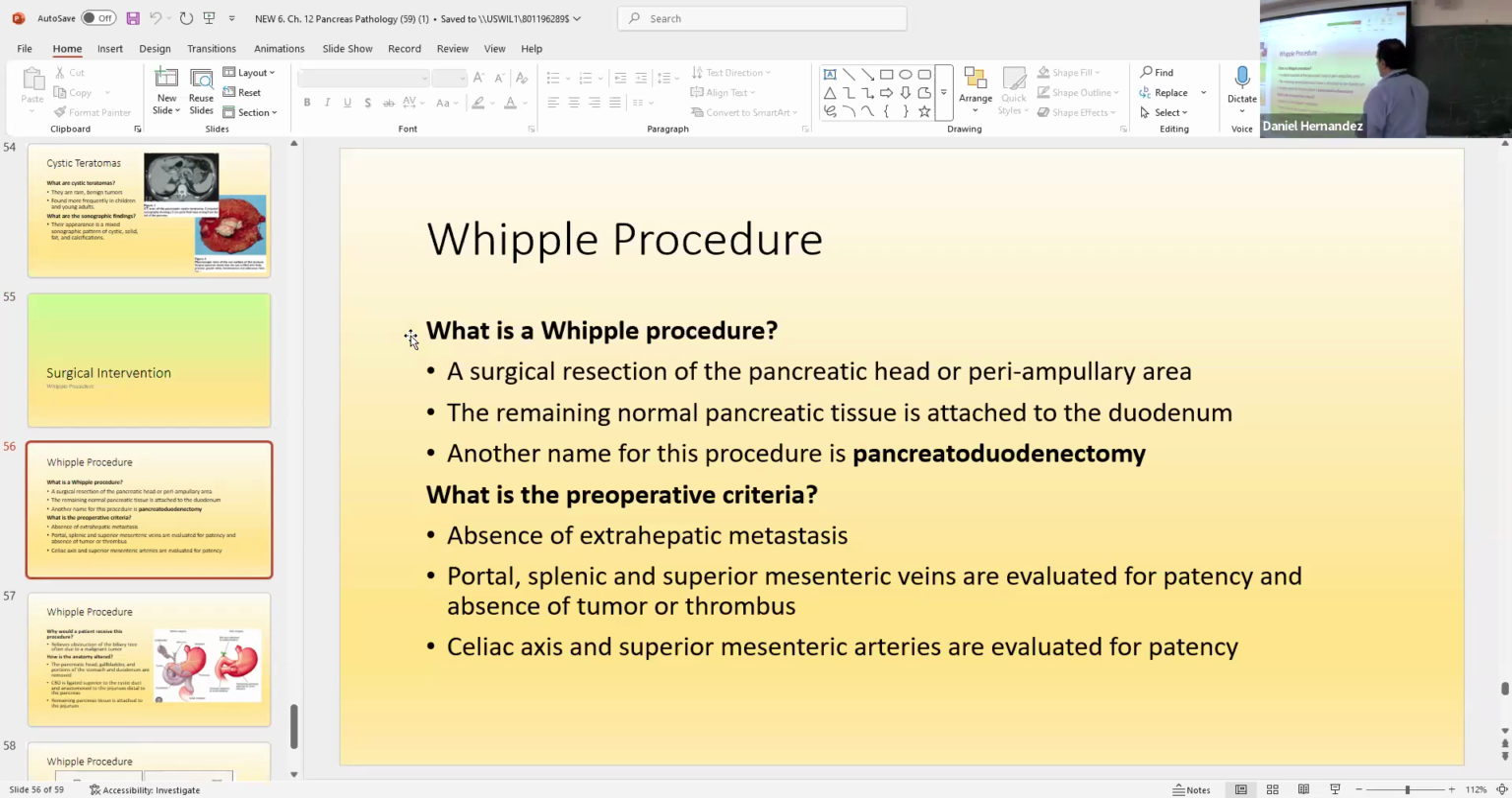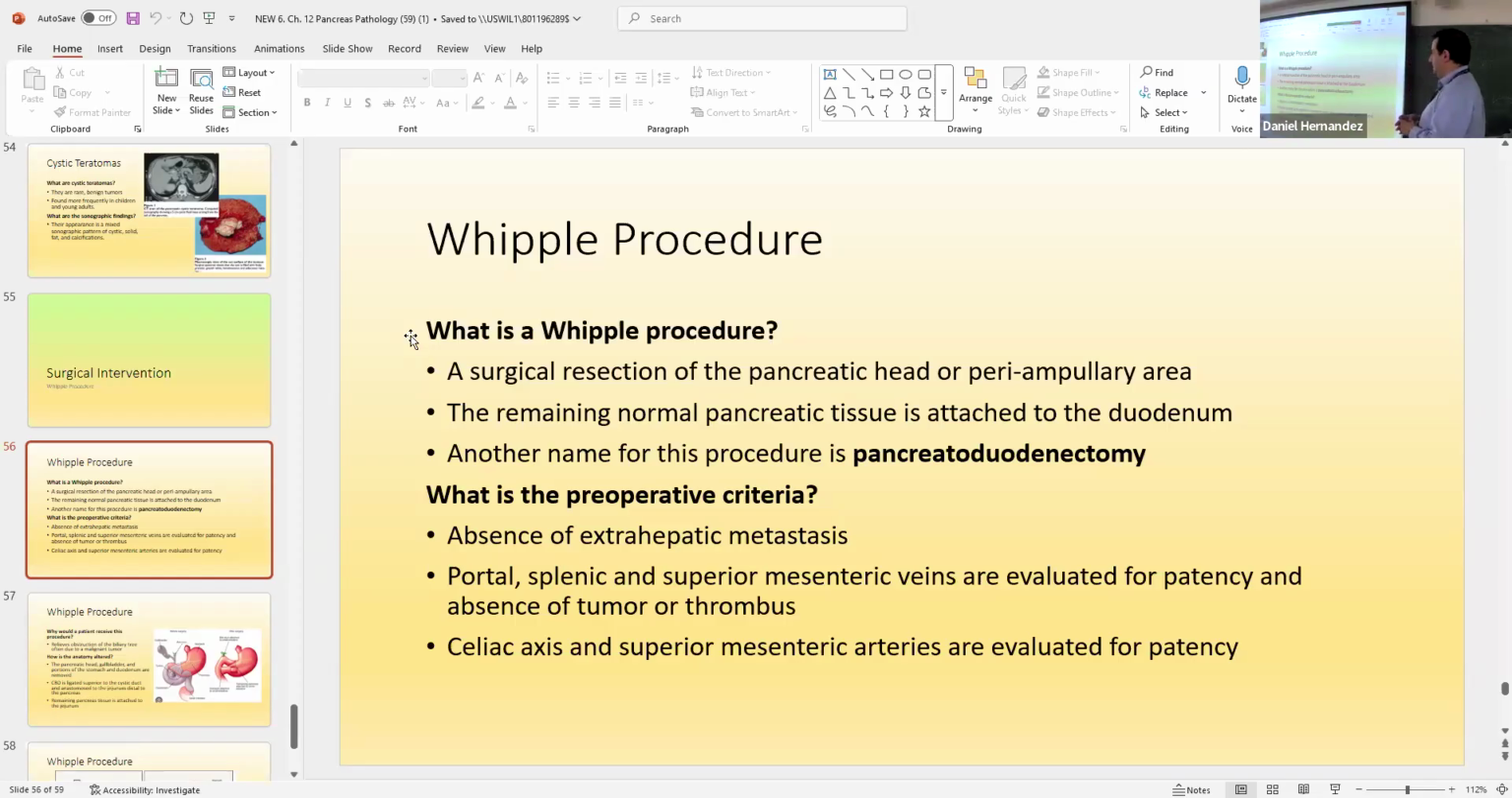The remaining normal pancreatic tissue is attached to the duodenum. So another name for this procedure is pancreatoduodenectomy. What are the perioperative criteria?